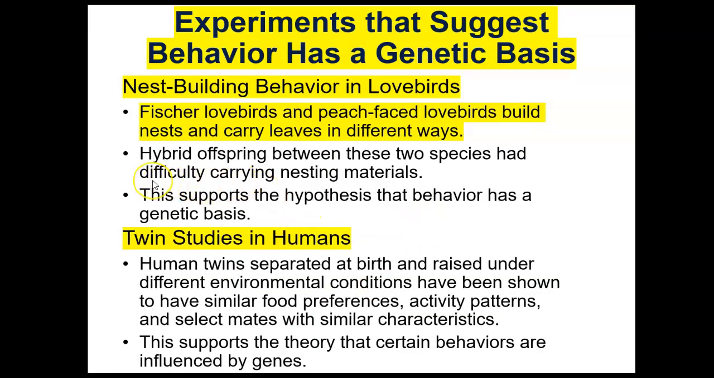Basically what they did is they had a Fisher lovebird mate with a peach-faced lovebird. They crossed the two different types of lovebirds, and what you call that is a hybrid. So the hybrid offspring between these two species had difficulty carrying the nesting materials, and that supports the hypothesis that behavior has a genetic basis. Once we crossed them, they weren't able to carry the nesting material very well in either of the ways, so it just supports that hypothesis.